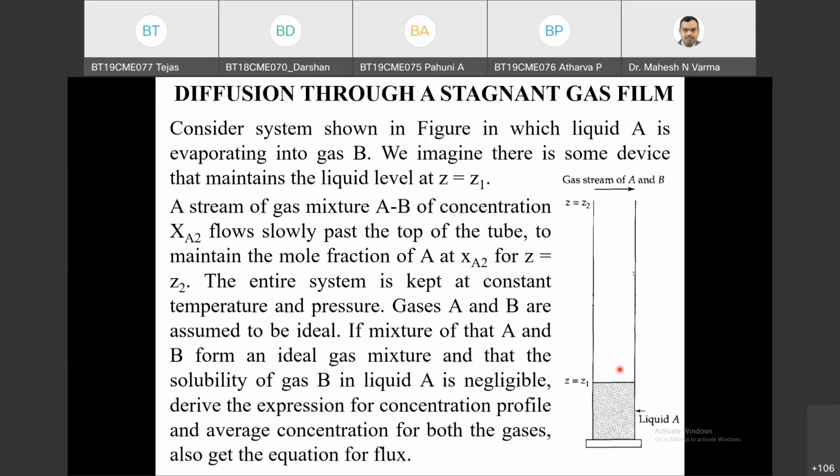Roll number 4, Aditya. Roll number 1, Abhinav.